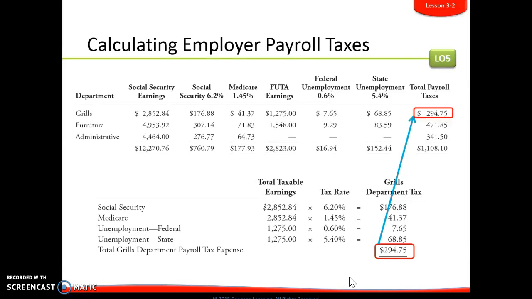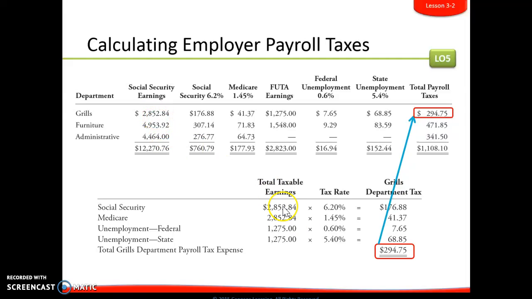Okay, so on this slide, they're showing us how we're going to calculate the employer's payroll taxes, and they actually break it up for each department. So we're going to have our grills, furniture, and administrative. When we look at these Social Security earnings, here they've broken it down more for us in the grills department. Here are Social Security earnings. So this is what we can tax for Social Security.